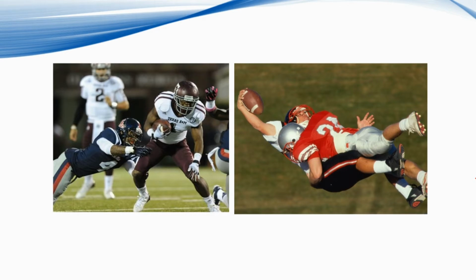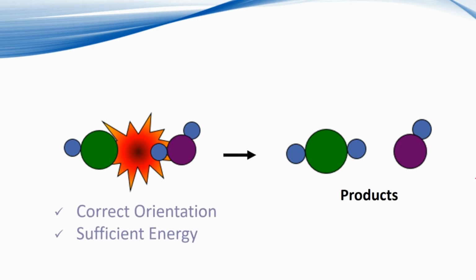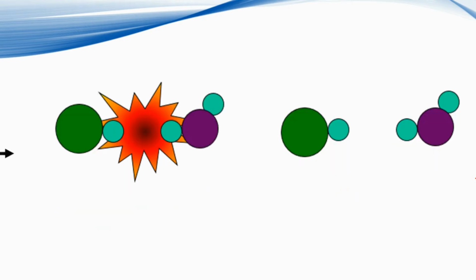Think about this example whenever we're talking about particles colliding, interacting with each other in order to form or break bonds. So here in this example, we have the correct orientation and the sufficient energy. Therefore, we have different new products. So here we can see that we have a successful chemical reaction.